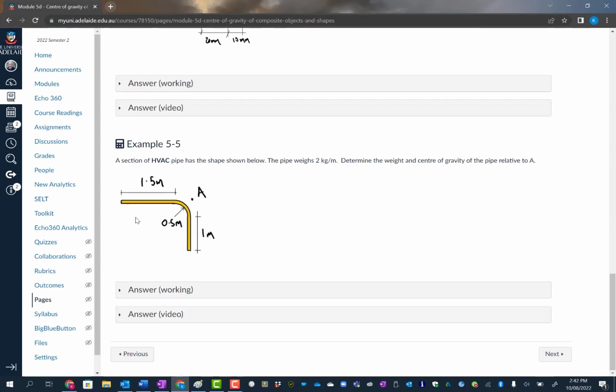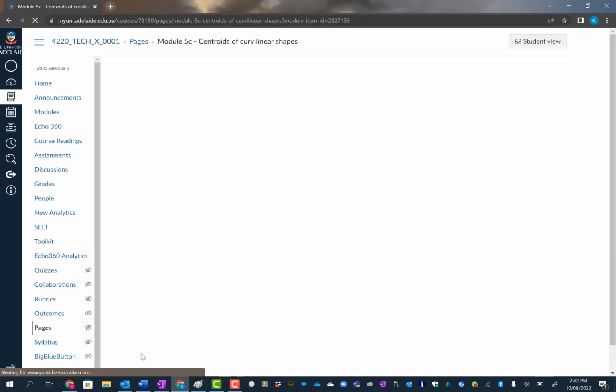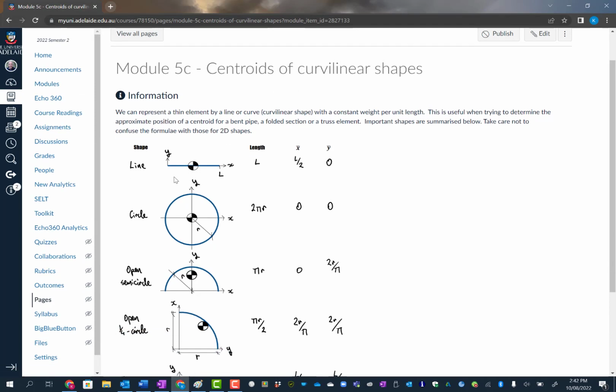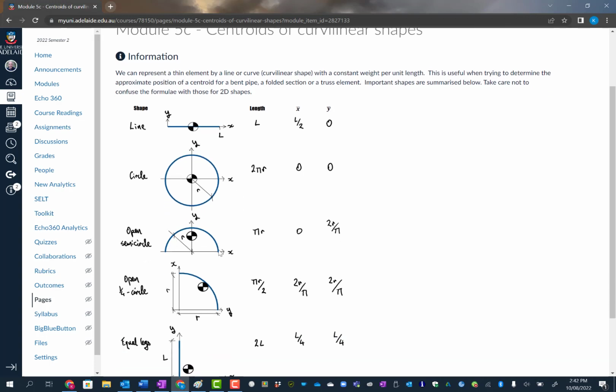So we would be going to this sheet where it talks about curvilinear shapes. Curvilinear just means curves or lines. So that's no longer a two-dimensional circle, it's just like a circular pipe. There's nothing in the middle here. That's what these shapes are talking about. This is a semicircular bar or a pipe or a section, and that's where the centroid of this would be.